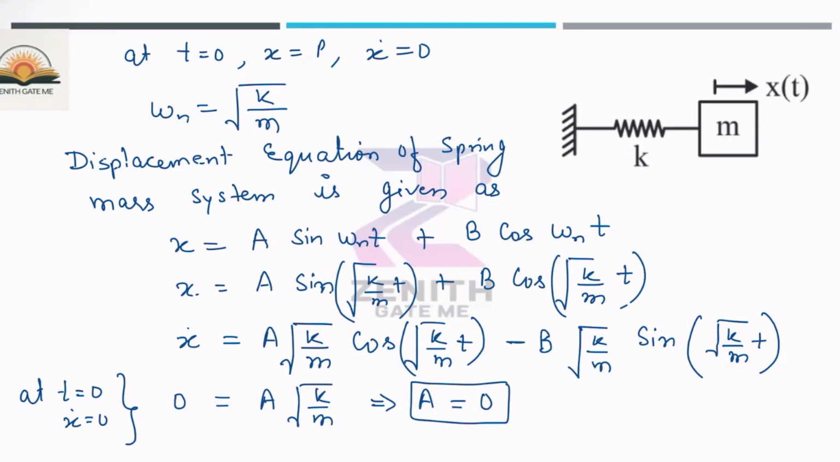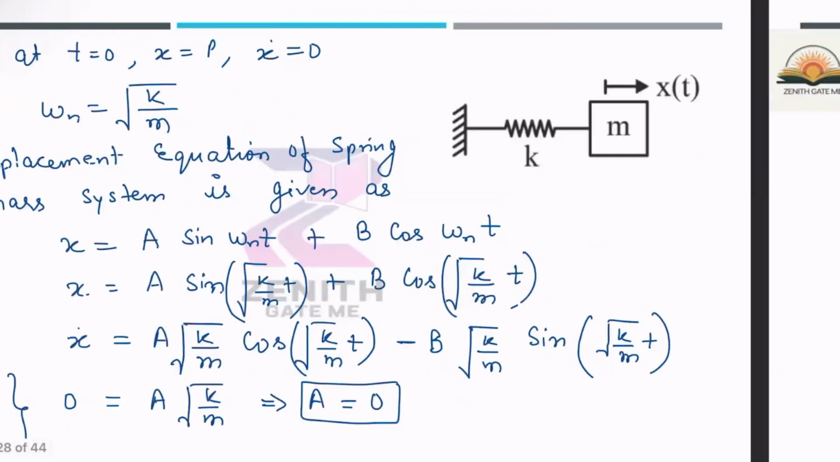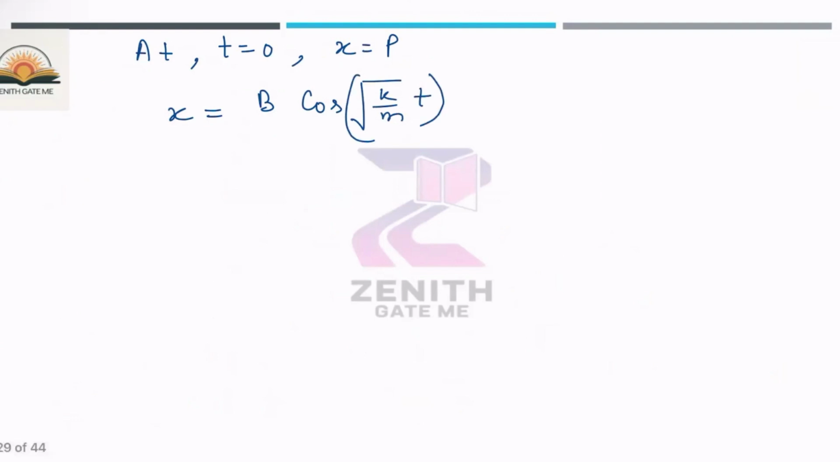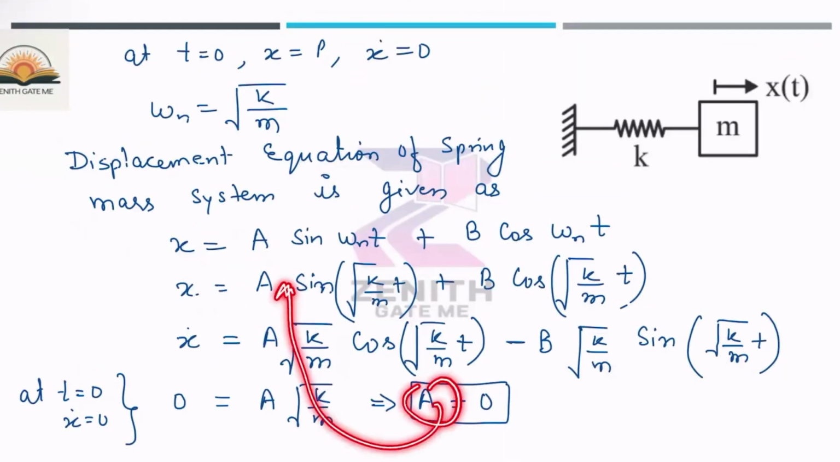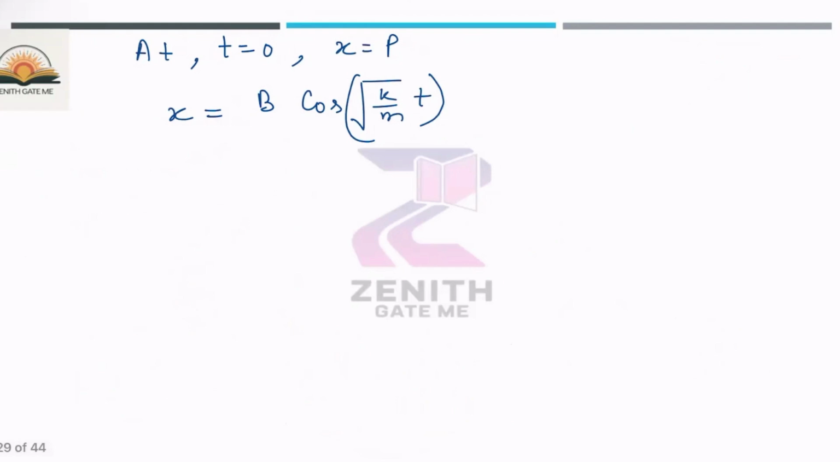Now the second constant b value you will get once you put time t is equal to 0, x is equal to p. Now at time t is equal to 0, x is equal to p. So what is the equation? X is equal to b cos root of k by m into t. Why? Because a value is 0. So if you put the a value as 0, now what you will get as the displacement equation? X is equal to b cos of root k by m into t. So x is equal to p when time t is equal to 0. That means cos 0 is 1. So b value which you are getting is p.